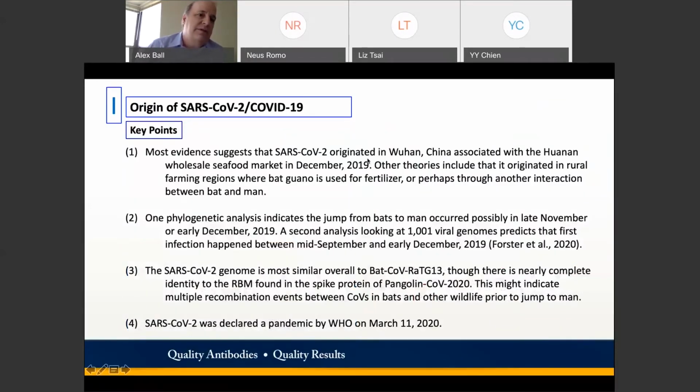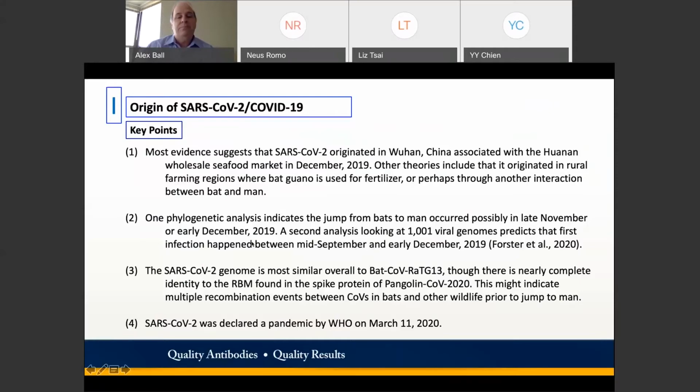So just to quickly summarize this first part, most evidence suggests that SARS-CoV-2 originated in Wuhan, China, associated with the Huanan wholesale seafood market in December of 2019. There are some other theories that may have involved some other transmission between bats and humans. Bat guano, for example, is used as fertilizer in more rural parts of China, or perhaps some other interaction between bat and man. In terms of when the virus most likely jumped from the animal host to humans, some analyses put it as far back as mid-September, whereas others put it late November or December.